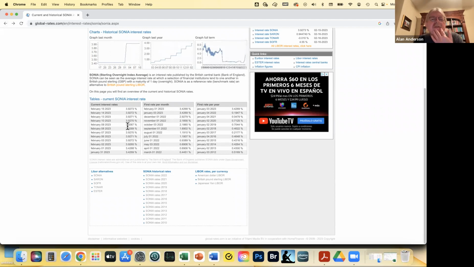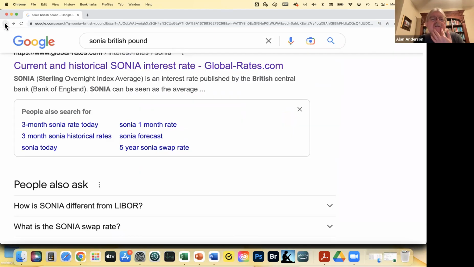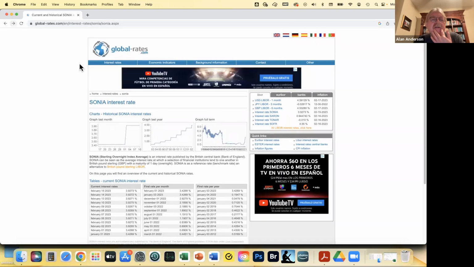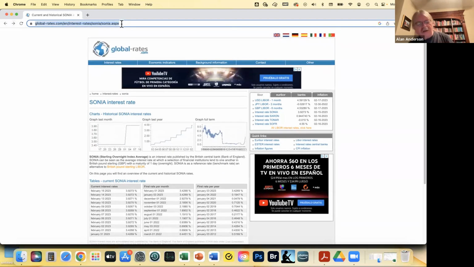Like right here, these are the rates with different maturities. And then they've got, God, this is unbelievable. I've been looking for this forever. Oh my God.